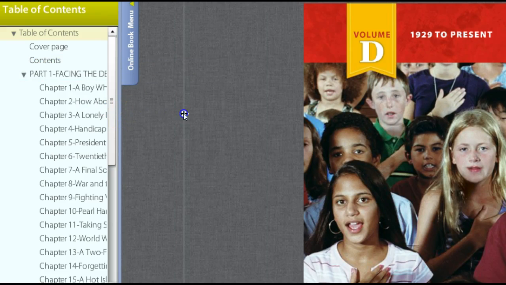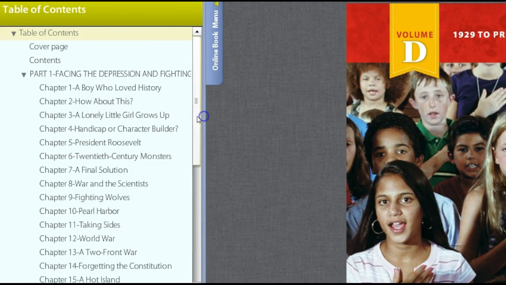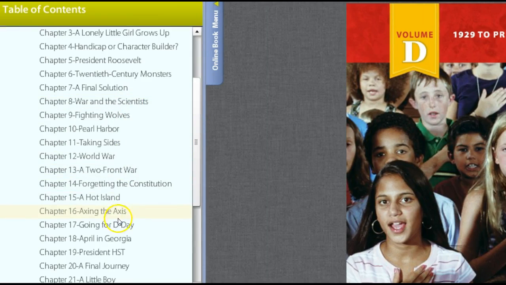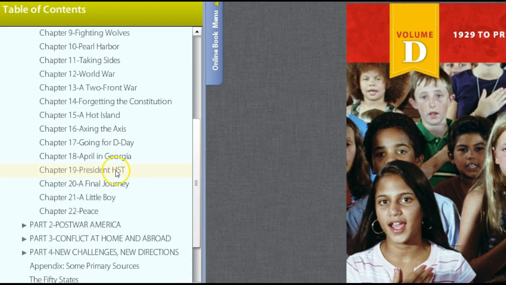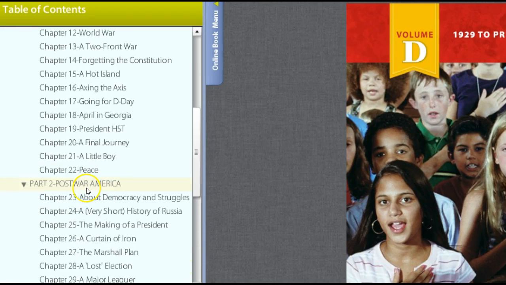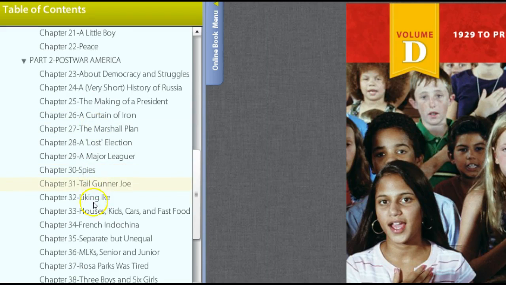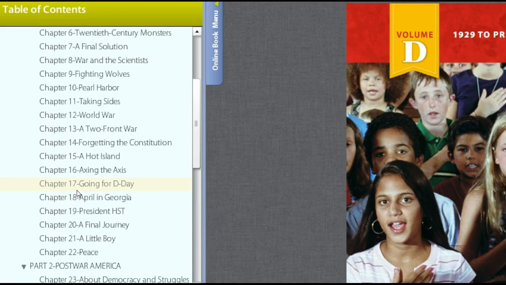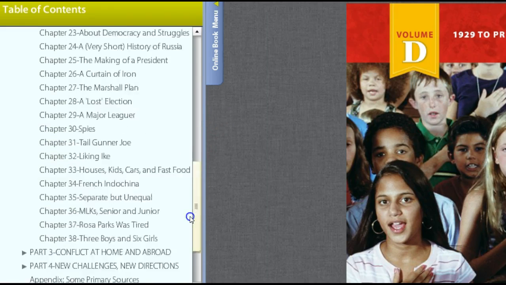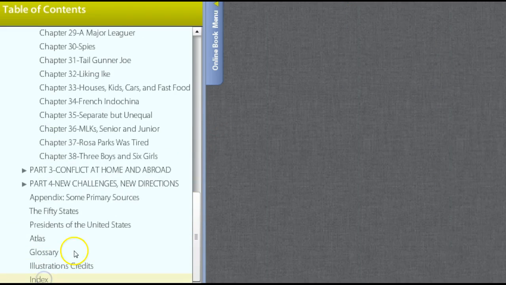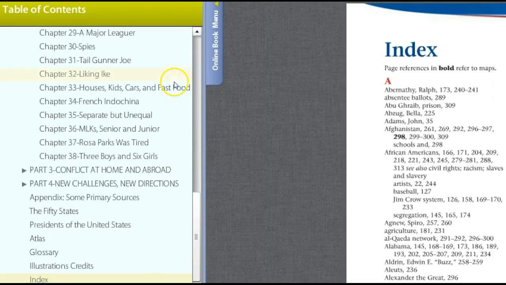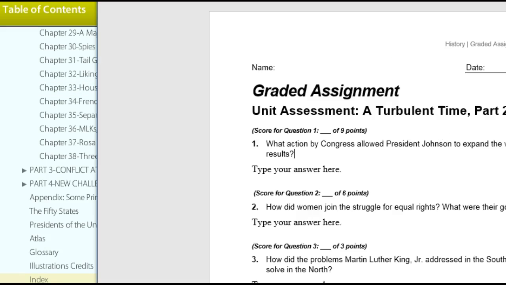Let's see if I can make that a little bit bigger. All right, so we've got our table of contents, and maybe you're looking through here and you just can't find exactly what you need. And maybe you will, but you can always look in the table of contents and see exactly what the topics are. Okay, so here we've got Pearl Harbor, and then you can also look in the index, and let's read what our first question was again.